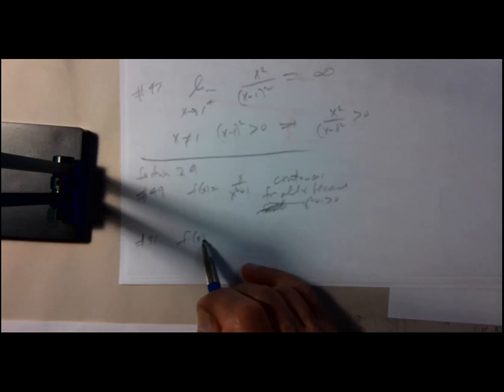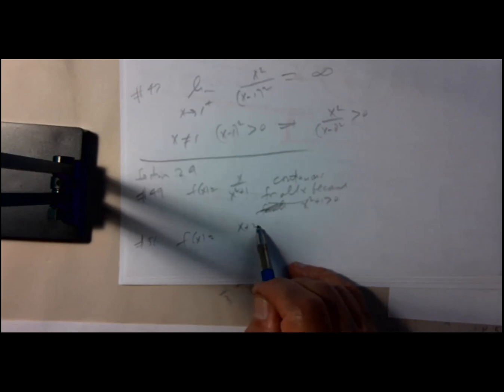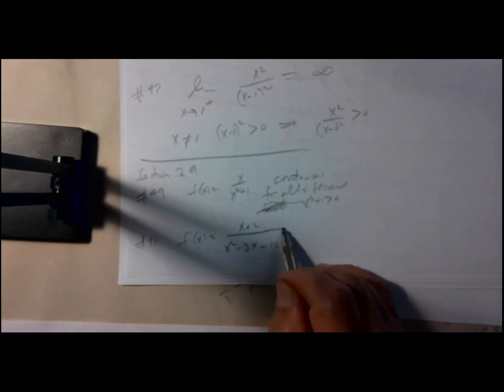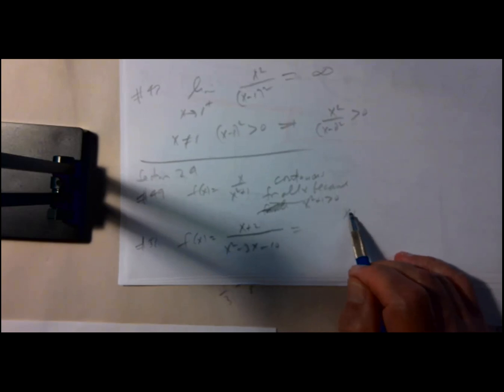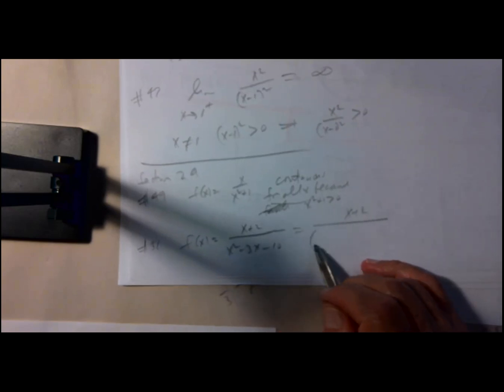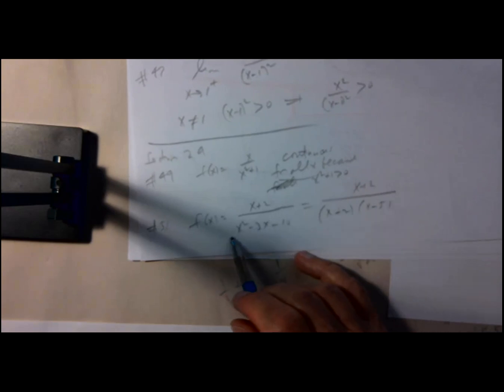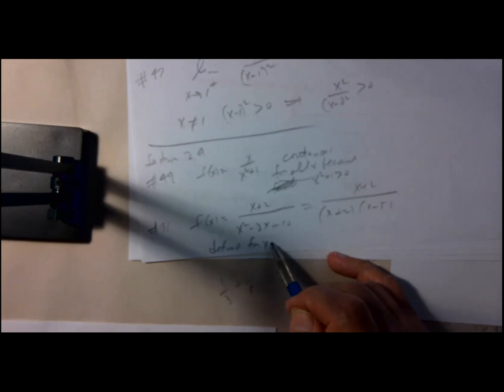Let's see. f of x is the function x plus 2 over x squared minus 3x minus 10. And you can check, for example, when x is negative 2, the numerator is 0. If you put negative 2 into the denominator, you get 4 plus 6 minus 10, so you get 0 in the denominator too. That's kind of complicated, but you have to know high school algebra. This denominator factors. You can write that as (x plus 2) times (x minus 5). So this function is defined for x not equal to minus 2 or 5.